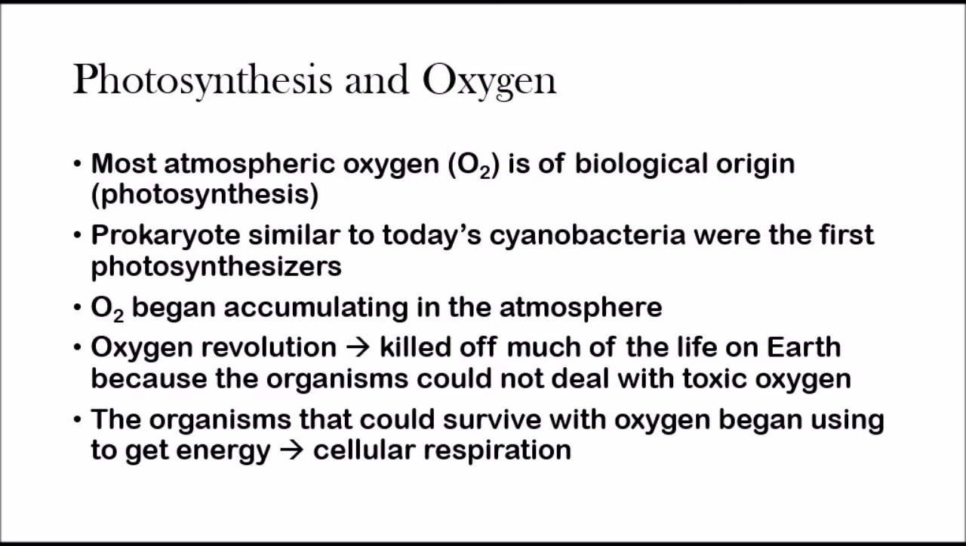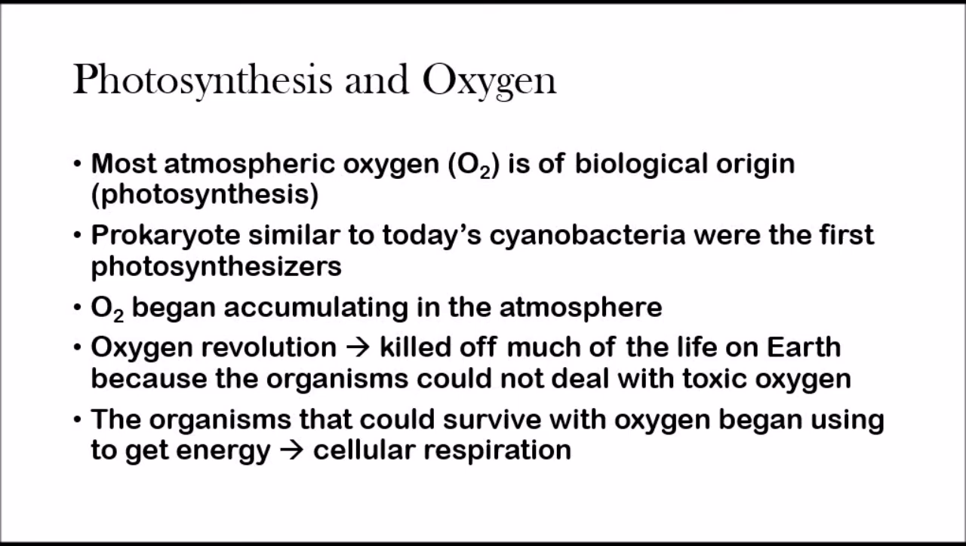Then we have photosynthesis. So again, I mentioned this earlier in the video. We talked about how at the very beginning of life we didn't have oxygen, but most of the atmospheric oxygen that we have today is of biological origin. It didn't come from volcanoes or meteorites or anything like that. It came from living organisms. So prokaryotes, which are similar to today's cyanobacteria, were the first photosynthesizers.